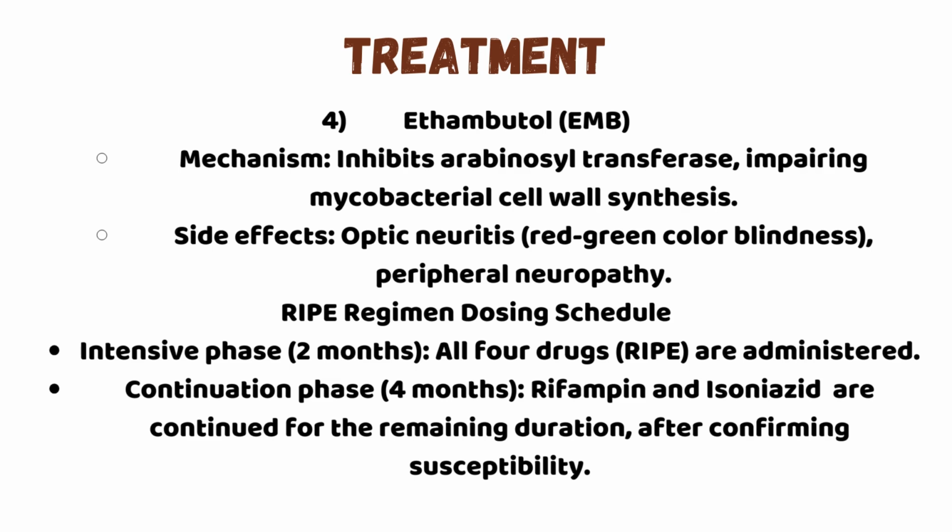RIPE regimen dosing schedule. The RIPE regimen follows a structured dosing schedule. During the intensive phase lasting 2 months, all 4 drugs, rifampicin, isoniazid, pyrazinamide, and ethambutol are administered to aggressively target the TB infection. Following this, the continuation phase lasts for 4 months, during which rifampicin and isoniazid are continued based on confirmed drug susceptibility results. This phased approach ensures effective treatment while minimizing the risk of drug resistance.